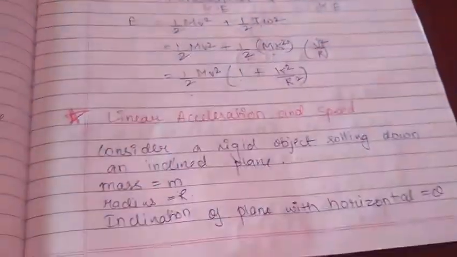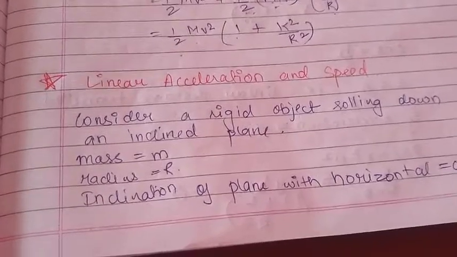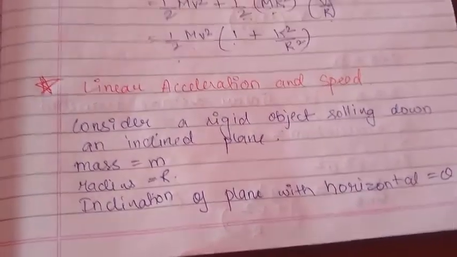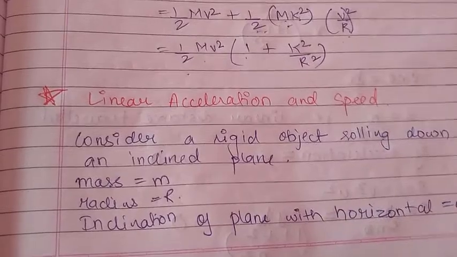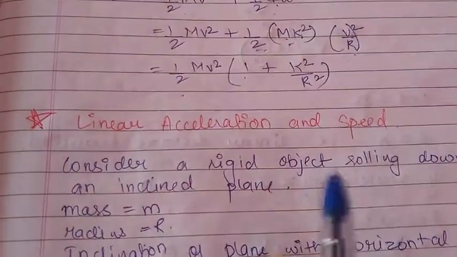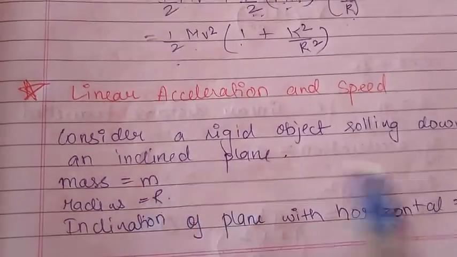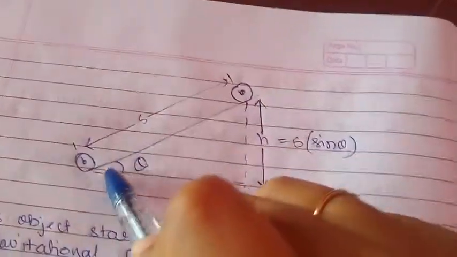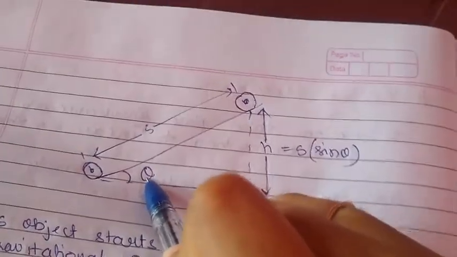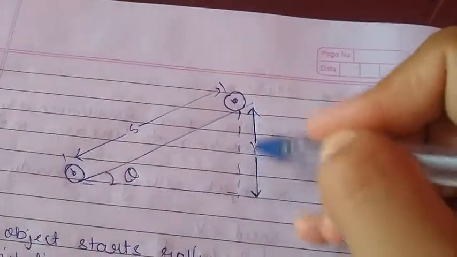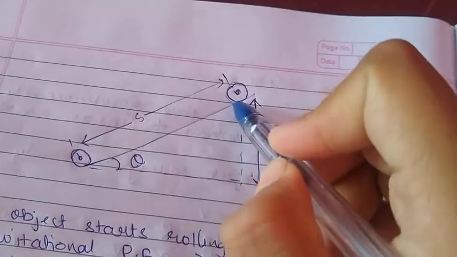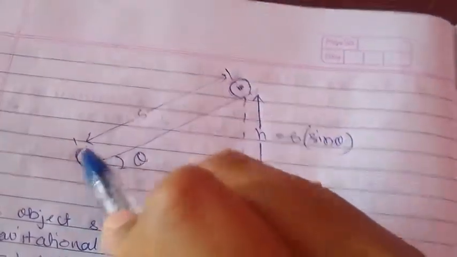Now we'll find the formula for the linear acceleration and speed in case of a rolling motion. Let's consider a rigid object which is rolling down some inclined plane. The object is of mass small m and the radius is capital R. As you can see from this diagram, the inclination of the plane with the horizontal is given by theta. Let this height be h, and the distance between the initial and the final position be equal to small s.